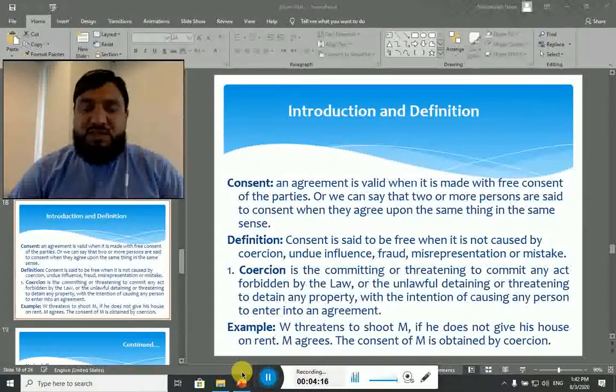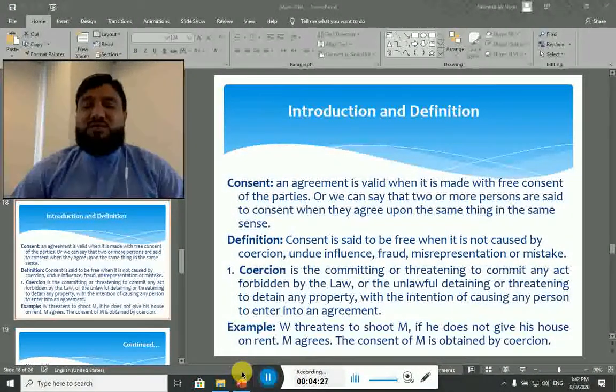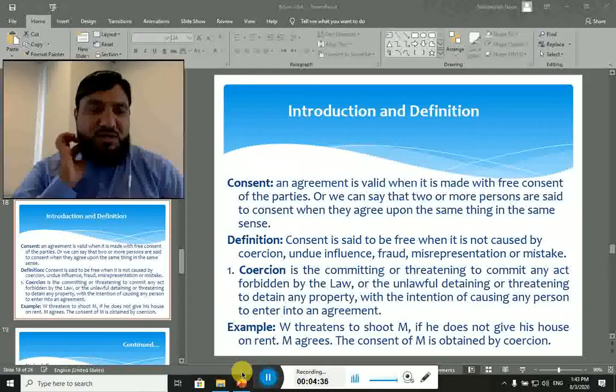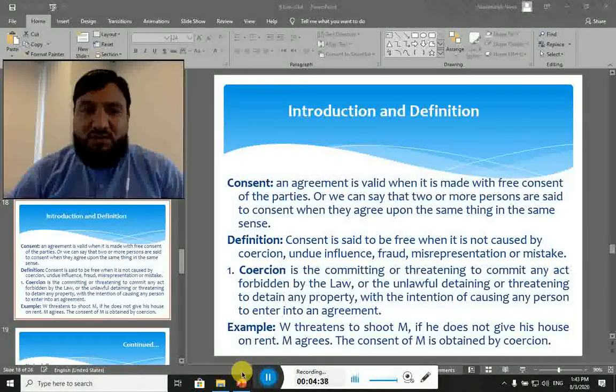It means that both of the parties should agree upon the same thing in the same sense, without any external force, without any undue influence, without any fraud from either party, without any misrepresentation from either party, without any mistake from either party. Then the consent is free of both of the parties. When the consent is free, the contract is valid.